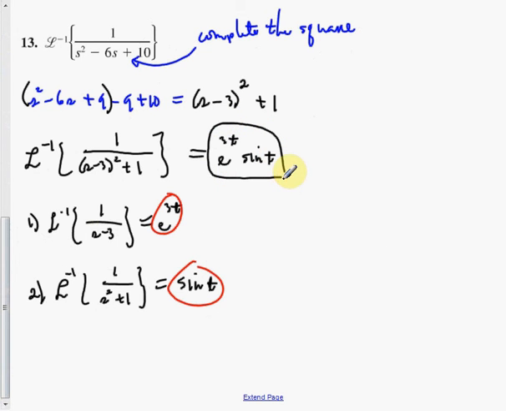I hope that's not complicated or confusing. But here, the inverse using that first translation theorem is going to be two parts, and you just multiply them together and you get your answer.